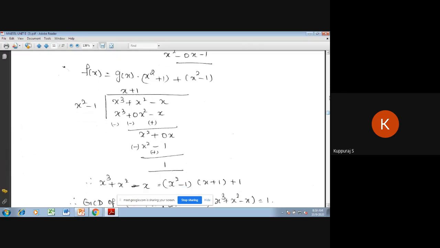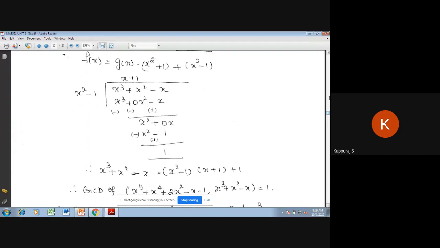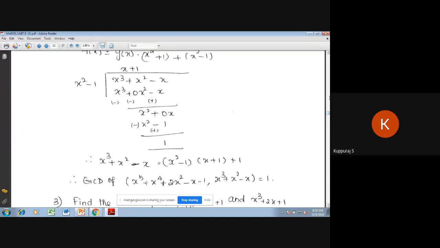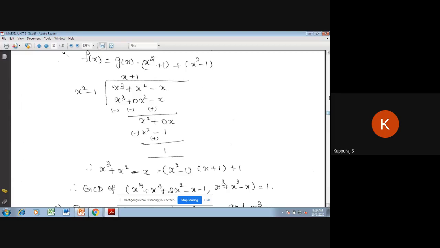Okay. So in this problem, it is not possible to get the remainder as 0. Therefore, the GCD of the given polynomials is 1. So we already studied the definition: when the GCD of two polynomials is 1, then we can say the given two polynomials are relatively prime.